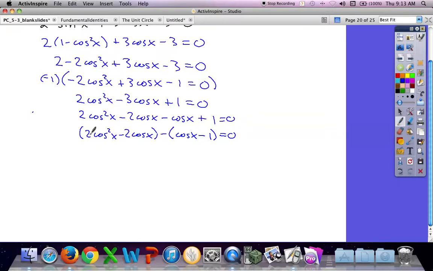So here, take out a 2 cosine x, and I still have cosine x minus 1, minus cosine x minus 1. And now last step, 2 cosine x minus 1 times cosine x minus 1.